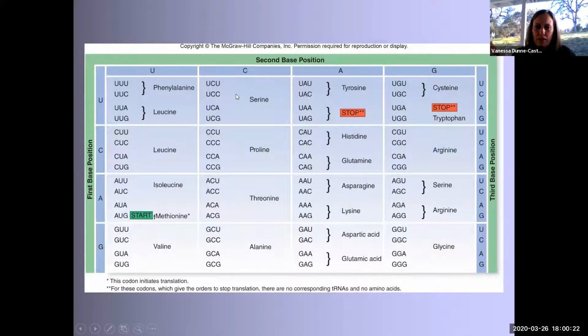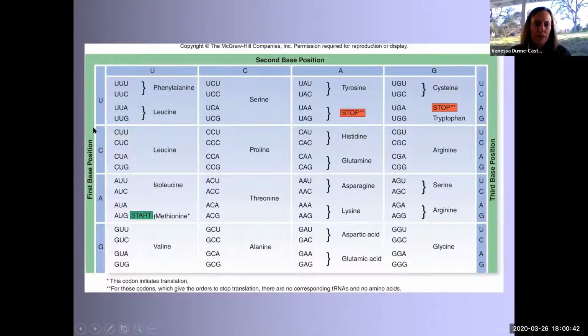You can see lots of variations of this, but the actual encoding is exactly the same no matter which chart you look at. This is one from your textbook. So just so you know how to read this, again, this is just looking at all of those 64 possible arrangements of nucleotides in a row. And this is mRNA, as you can see by the uracils.